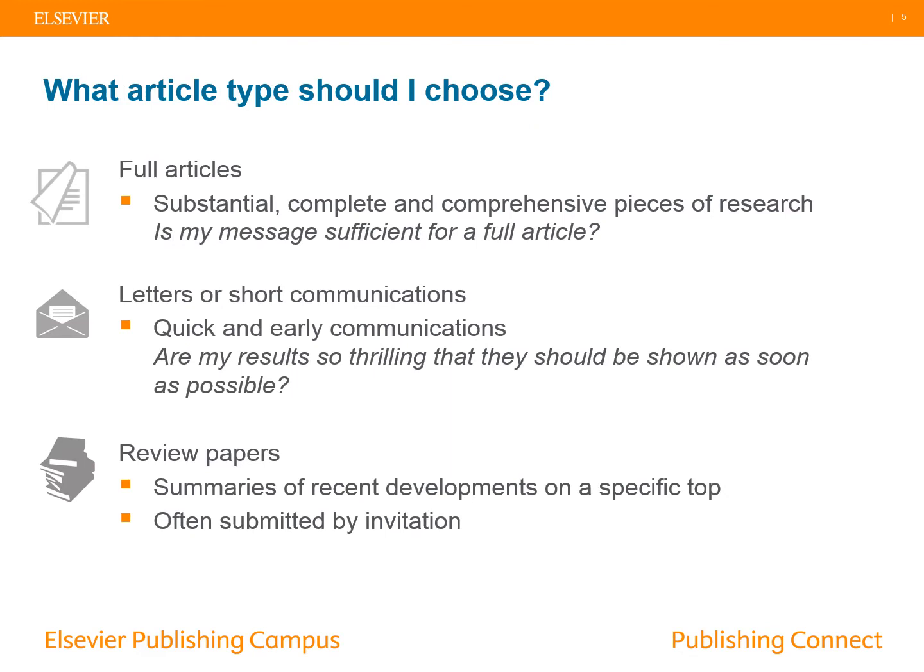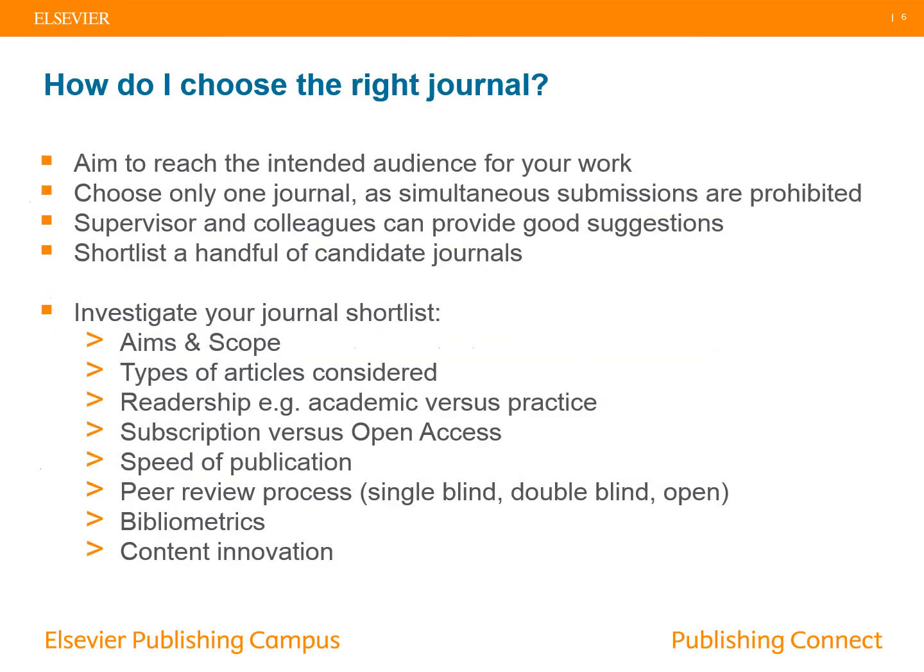What article types can you write for a journal? Normally, there are three types of articles that we can write. First is the full article. Second, letters or short communication. And the third is review papers. And how do you choose the journal?